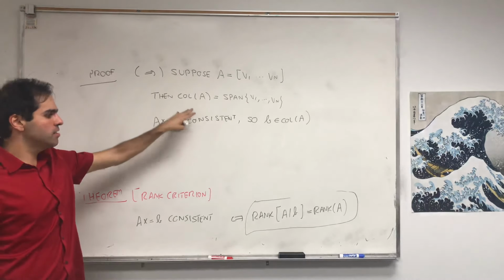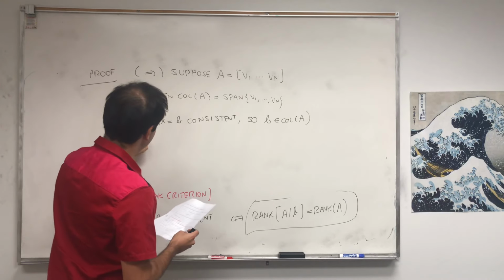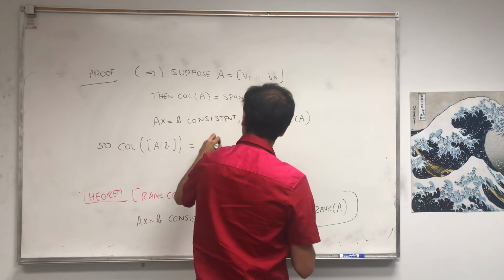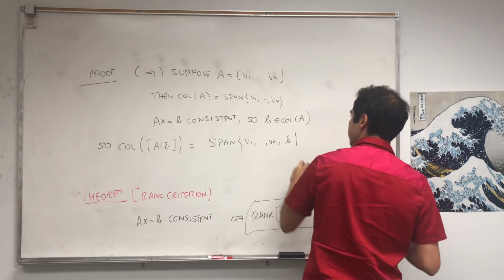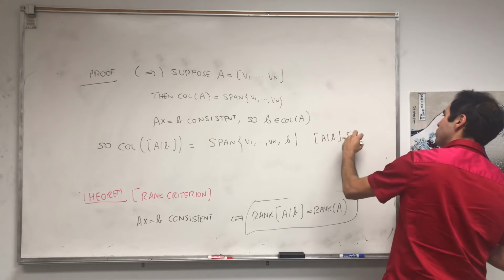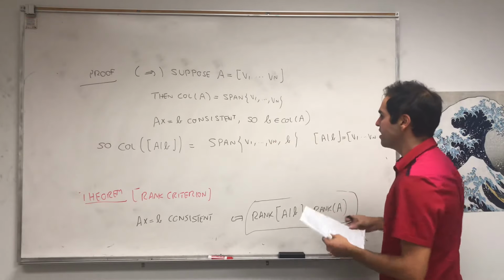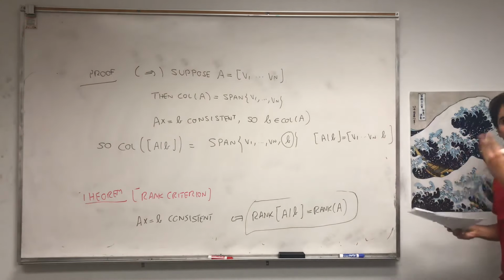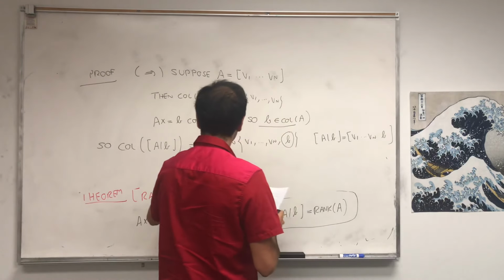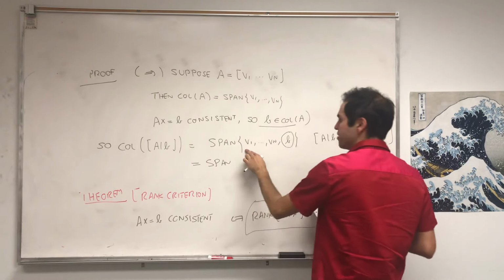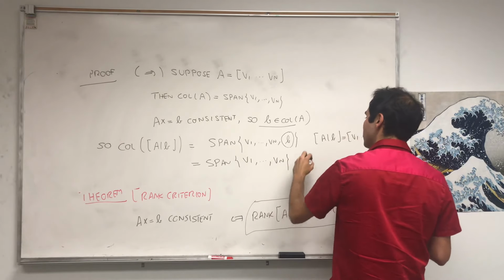And by the way, the reason we do column spaces is because if we take the dimension, that gives us the rank. So let's calculate the column space of the augmented matrix. By definition, that is the span of the first n columns, which are v1 up to vn, and you add b. Because again, [A, b] is just v1 up to vn and b. But you see, b is already in the column space, so adding b to the span doesn't do anything. So in particular, you can safely remove b from the span without changing anything. For example, if this vector is 2 times this, then this one becomes unnecessary, and same for any linear combos. So this is in fact the same as the span of v1 up to vn.